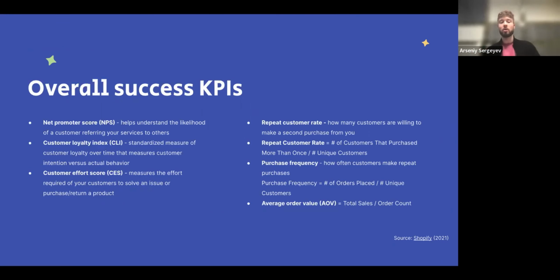So net promoter score, customer loyalty index, customer effort score, which shows how effortful it is to solve some issue or return a product. If you haven't solved something with your loyalty program there, this score could be higher, so higher effort, right? Then repeat customer rate, purchase frequency and average order value. By these metrics, you can see: all right, we have implemented a loyalty program, here's what our big picture business performance looks like afterwards. And you can measure whether that was successful, or how successful that was.